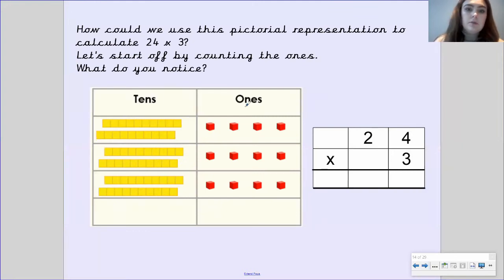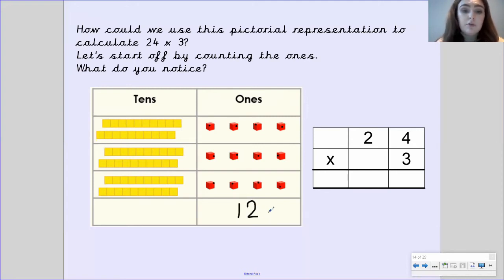Okay, let's use the pictorial representation to calculate 24 times 3. Now, what I want you to do is start off by counting the ones. What do you notice? Pause the video here to have a go. Okay, let's count them up together. So 1, 2, 3, 4, 5, 6, 7, 8, 9, 10, 11, 12. We have got 12 here.